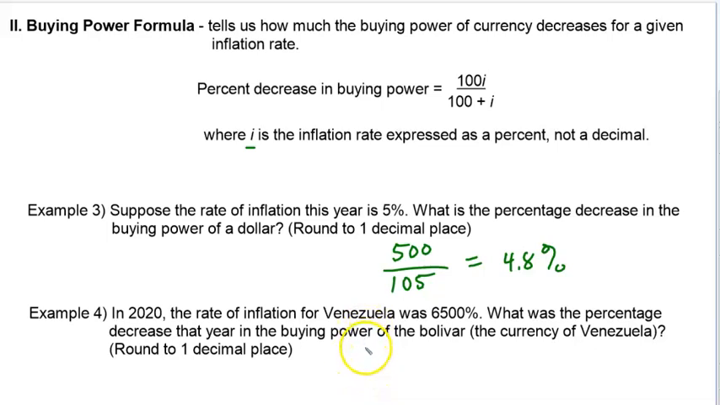Here's another example. The inflation rate is 6,500% in Venezuela, at least it was in 2020. So 100 times 6,500, that's 650,000, divided by 100 plus 6,500, that's 6,600. So you do the division and you end up, to the nearest tenth, with a 98.5% decrease in the buying power of the dollar with that high of inflation.